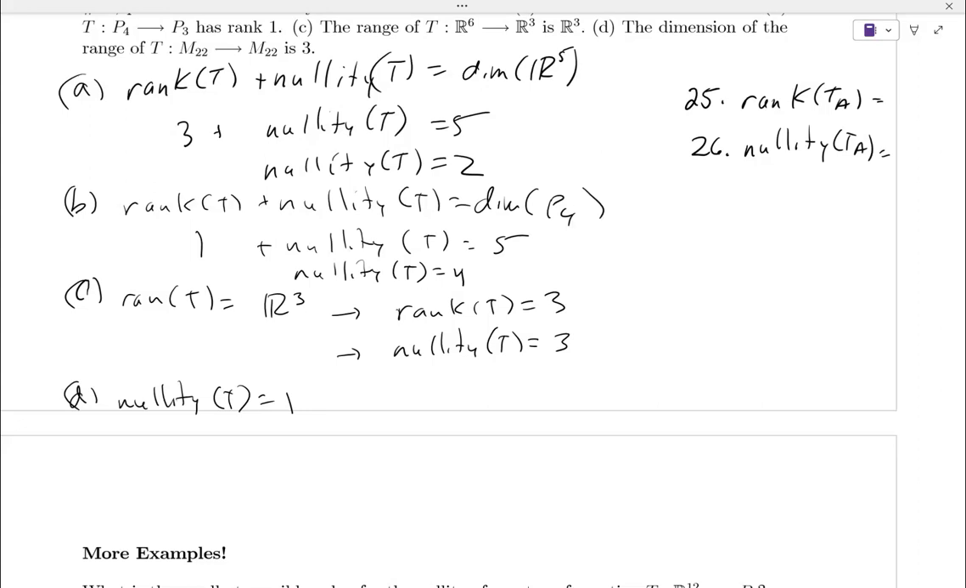It's n by n. I mean, it has to be n, right? Because the rank is the same as the dimension of the range. If it's onto, the range is all of R^n. So your rank will be n. If your rank is n, what's your nullity? 0. Good.